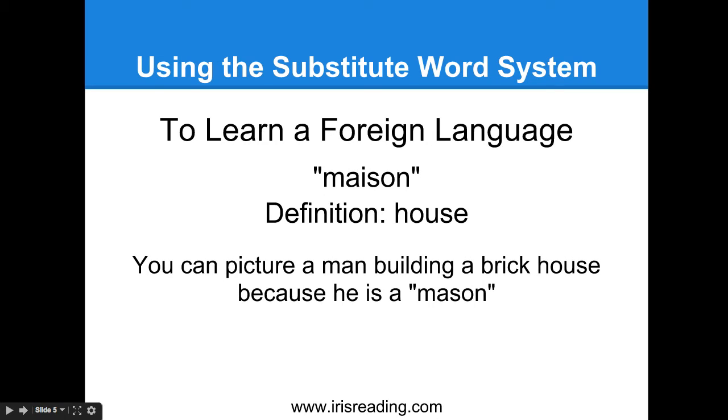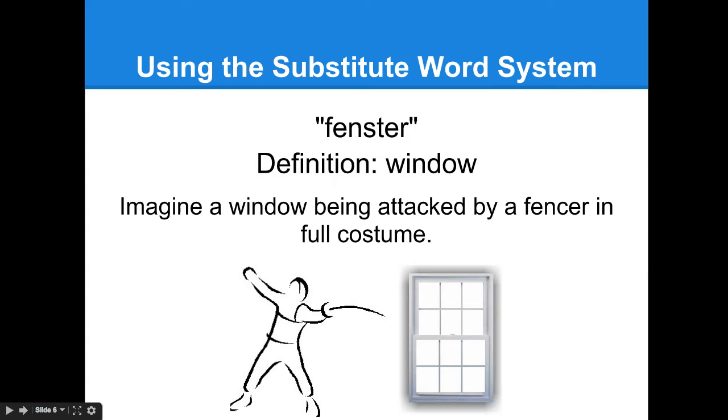What if we had a French word, maison, and the definition of this is house. You can picture a man building a brick house because he's a mason. So if you're already familiar with the English word mason, you can picture this person building a brick house, and that will help you remember. Again, we're substituting words here. Maison, we're substituting the word mason, and we're going to create this visual of someone building a brick house. That's how we're going to remember maison is house.